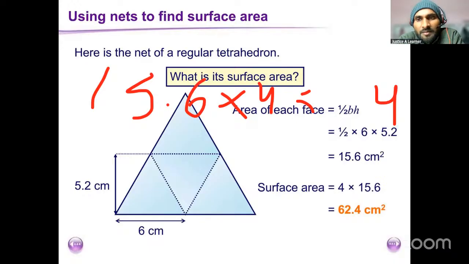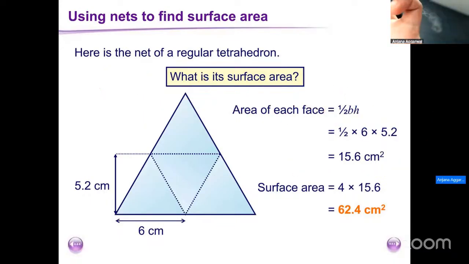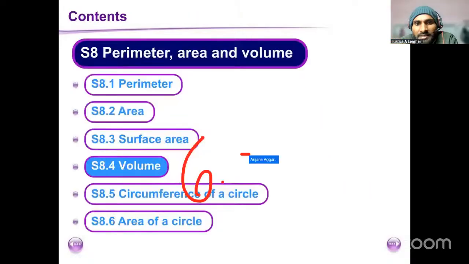62.4. 4 sixes are 24, carry 2. 4 fives are 20, plus 2 is 22. Yes, that's great. Nice. I hope it's clear, right?